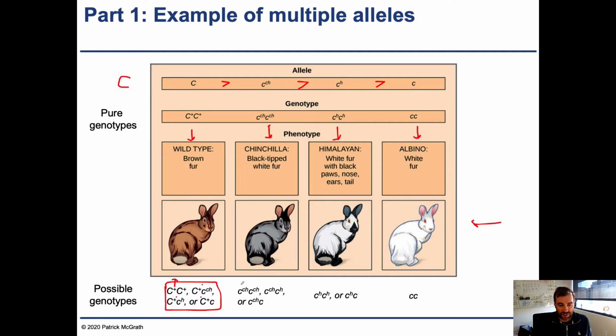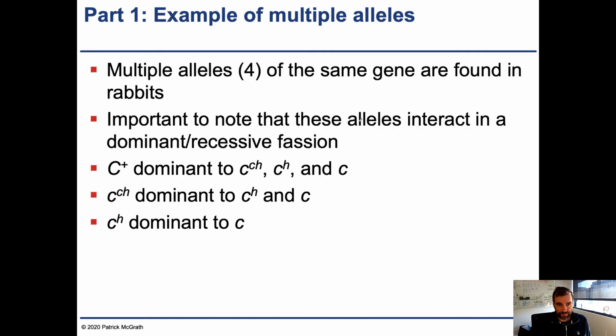For chinchilla, there are three different genotypes that can lead to this. There's the homozygous, and then it is dominant to the Himalayan and the albino allele. For the Himalayan, there are two different genotypes, either the pure or if it's heterozygote with the albino, and then the only way that you can have albino is if you're homozygous for that allele. So again, multiple alleles of the same gene.